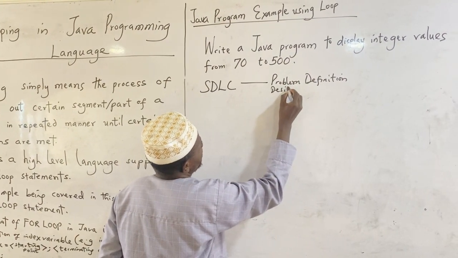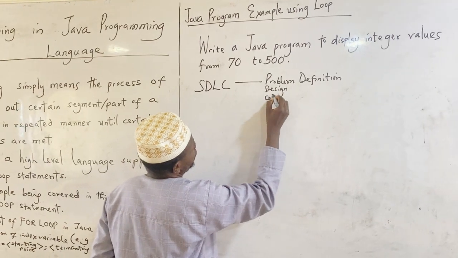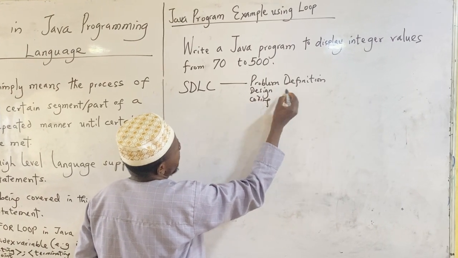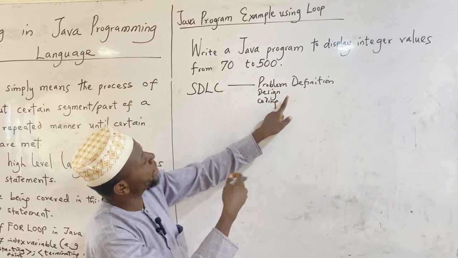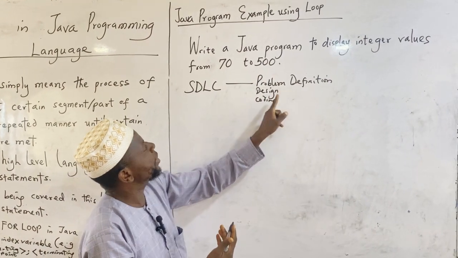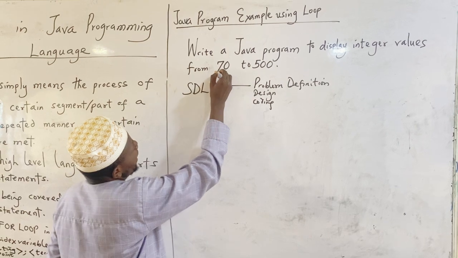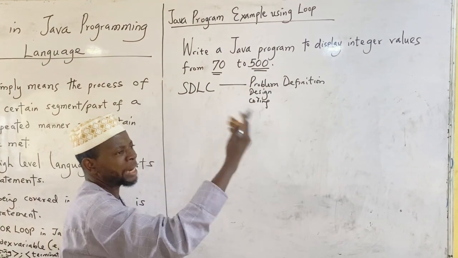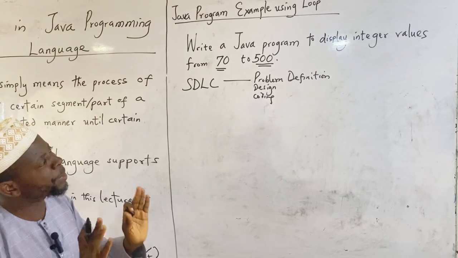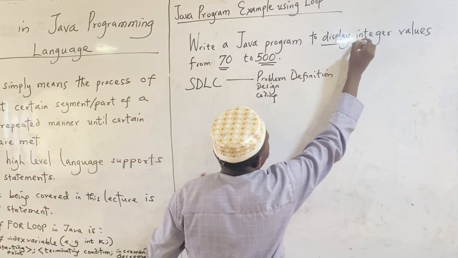In this case, I'm not going to be designing an algorithm. The third one is coding. However, having done a proper definition, you can design how you want to write the code in your head. Look at the question. The question says we should write a Java program to display. It's not to add, it's not to multiply. So you must be clear with that. We're just displaying on the screen.